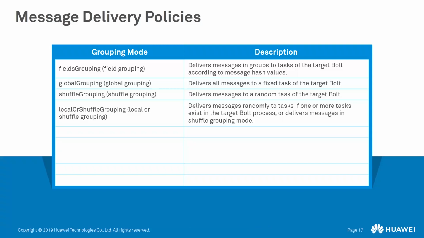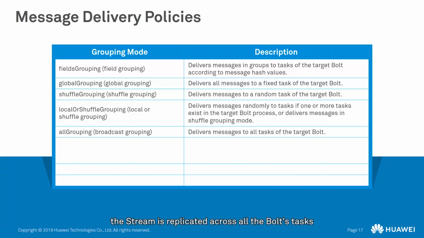For local or shuffle grouping, if the target bolt has one or more tasks in the same worker process, tuples will be shuffled to just those in-process tasks. Otherwise, this acts like a normal shuffle grouping. For all grouping, the stream is replicated across all the bolt's tasks. Use this grouping with care.